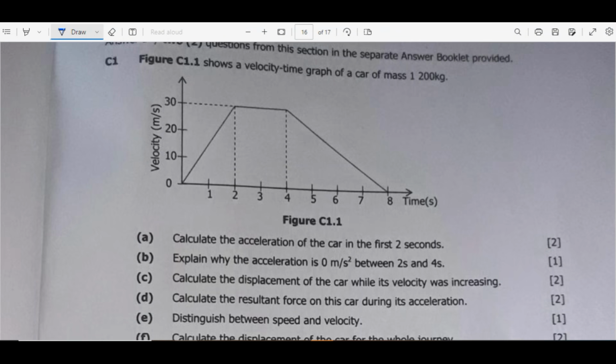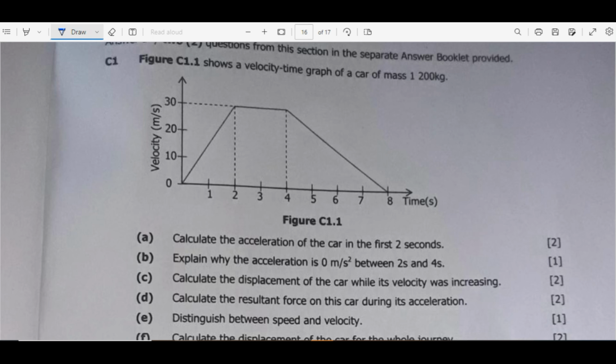Welcome friends, in this video we are going to look at the science paper 1 for the year 2023, and this paper was written by the external candidates. Our focus is on section C, where you are given 3 questions and asked to choose 2 questions of your choice. So let's begin with the first question.